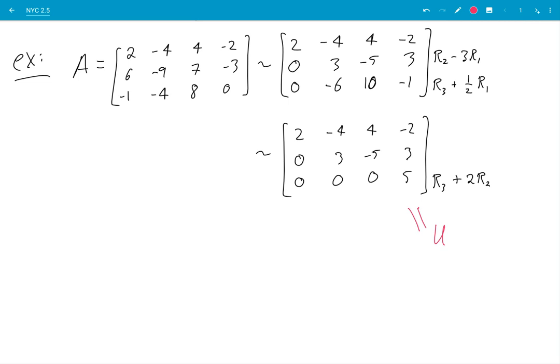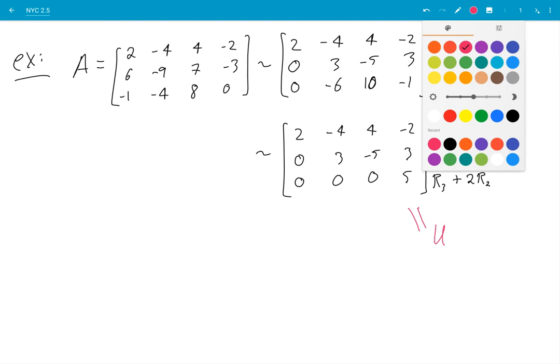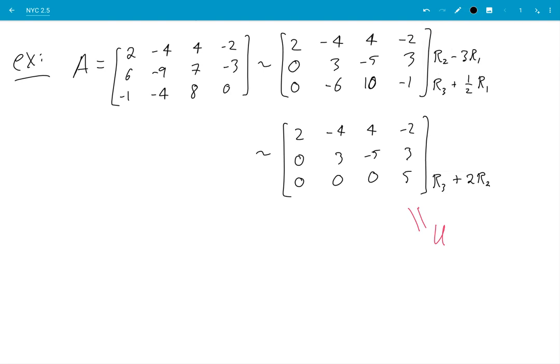Okay, this is quite restrictive. We're only allowing ourselves to use these types of operations. You can extend this LU thing to more complicated matrices, but that's a whole other can of worms that we will not get into in this course.